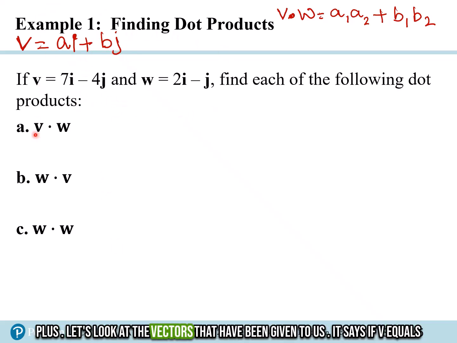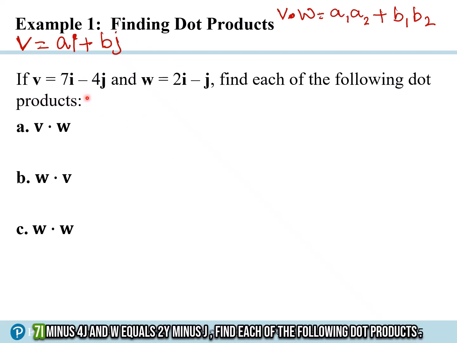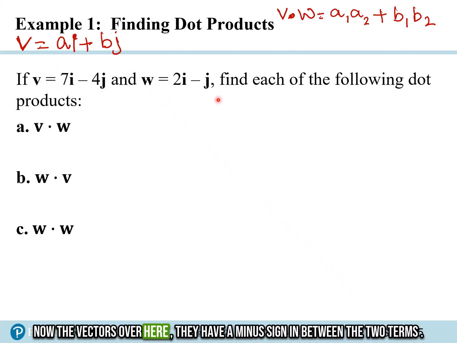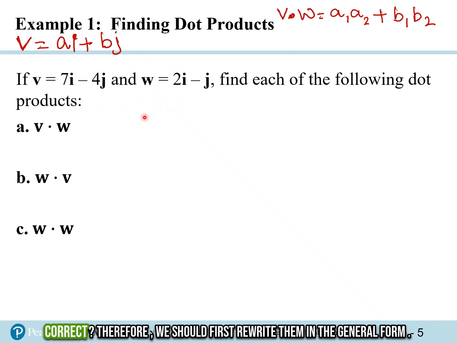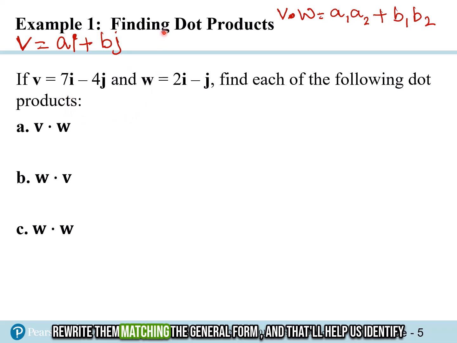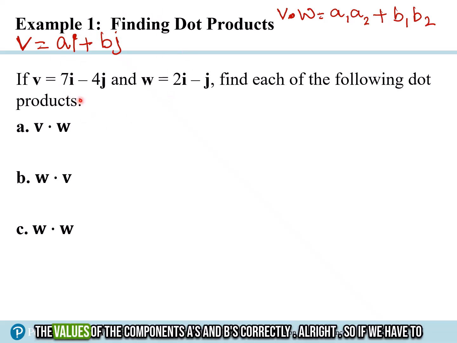Let's look at the vectors that have been given to us. It says if v equals 7i minus 4j and w equals 2i minus j, find each of the following dot products. Now the vectors over here have a minus sign in between the two terms, correct? Therefore, we should first rewrite them matching the general form, and that will help us identify the values of the components a's and b's correctly.